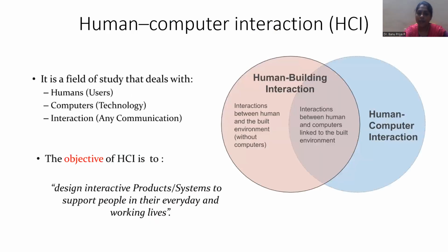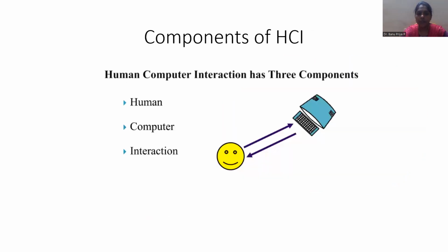So what is HCI? HCI is a field of study that deals with humans, computers, and communication between the human and the computers. If you look at human-computer interaction, there we have human and we have computers, and there is an interaction between these two. So what is the objective of HCI? HCI is for designing interactive products or systems to support people in their everyday lives, for making their lives very good and lively.